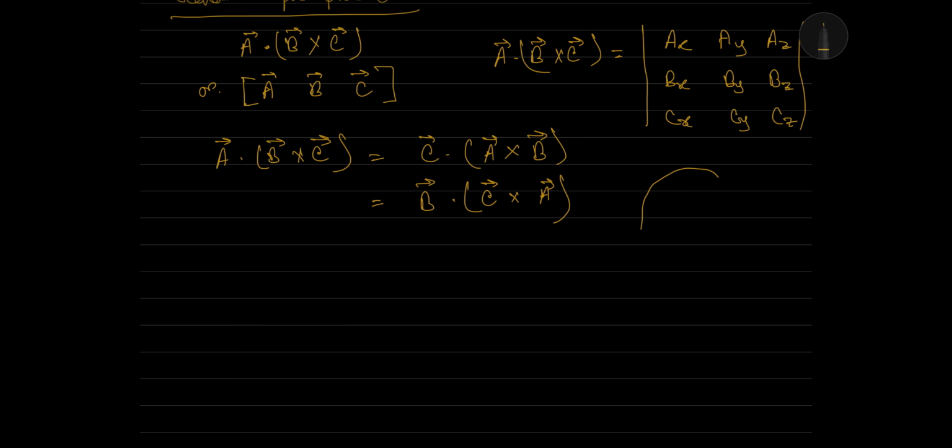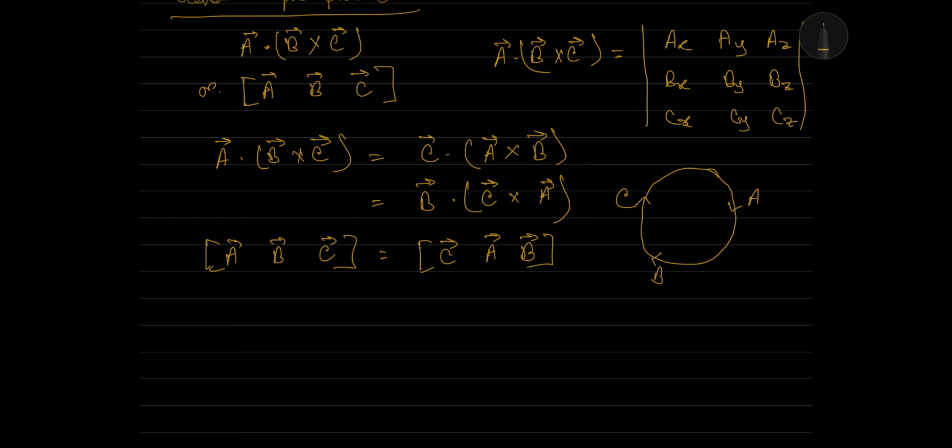Like, you can rotate them in one direction like this without breaking the orientation, like A B C equal to C A B, and if we change one of them, like position interchange, it will give a minus, like A C B.